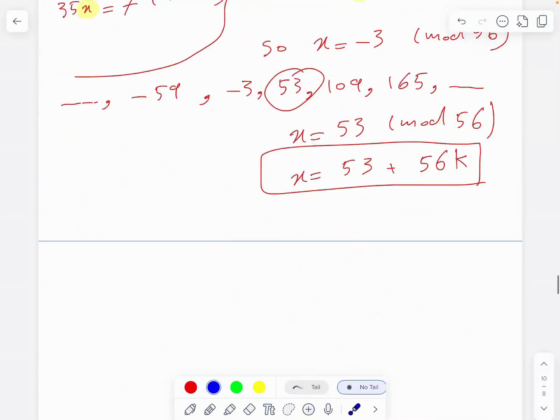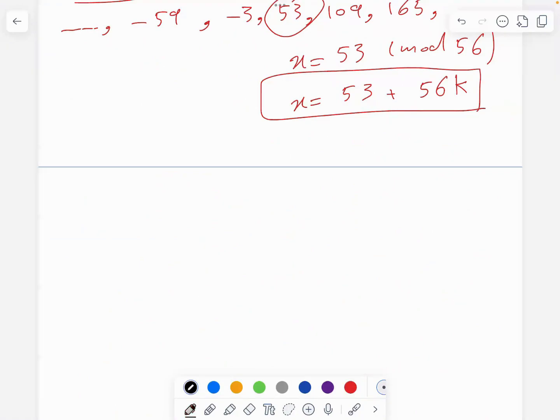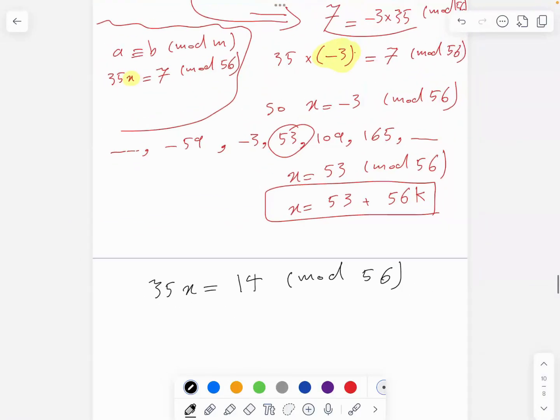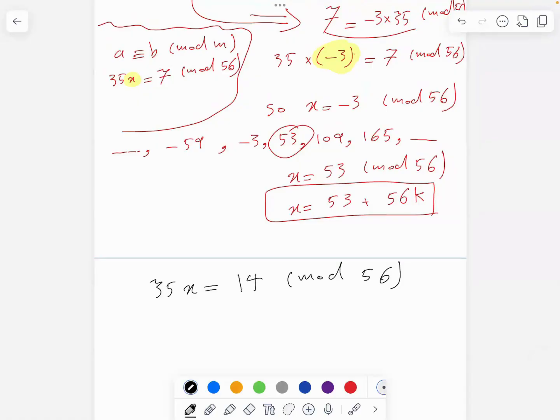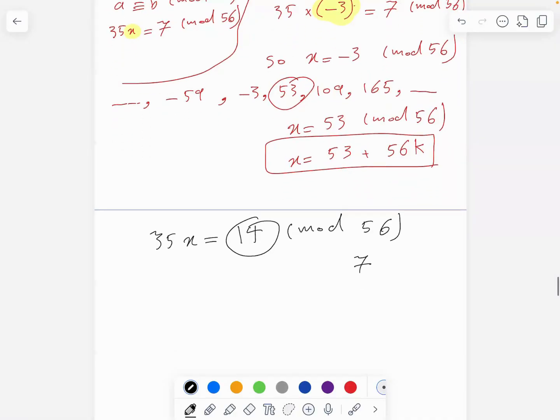Okay, so let's assume the question was like this one: 35x equals 14 mod 56. Do you remember that you were able to write the GCD was 7? Since 14 is divisible by 7, it is okay to solve it. When you get GCD 1, it is easy. When you get a GCD that is not 1, it has to divide the right-hand side like this. But what do you do?